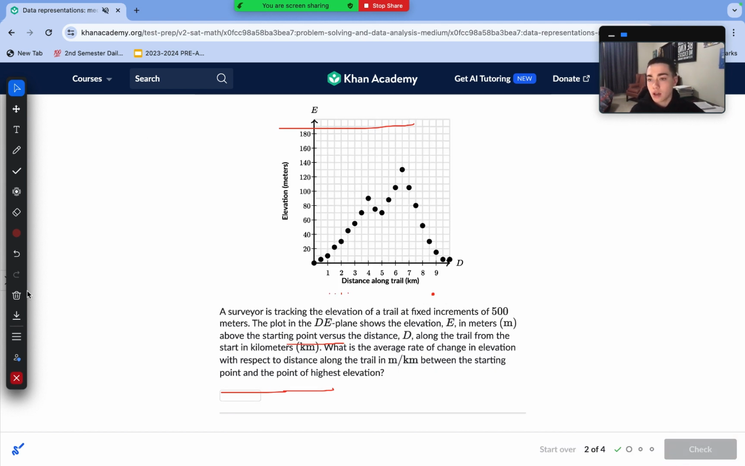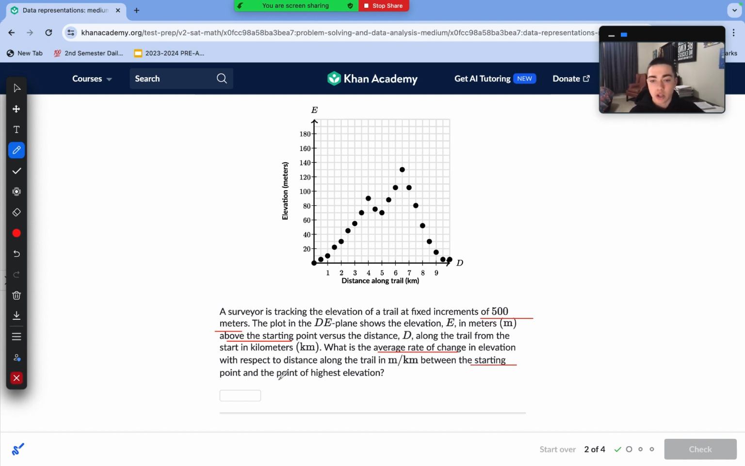On to number 2 here. A surveyor is tracking the elevation of a trail at fixed increments of 500 meters. The plot in the DE plane shows the elevation E in meters above the starting point versus the distance d along the trail from the start in kilometers. What is the average rate of change in elevation with respect to distance along the trail in meters per kilometer between the starting point and the highest point of elevation?